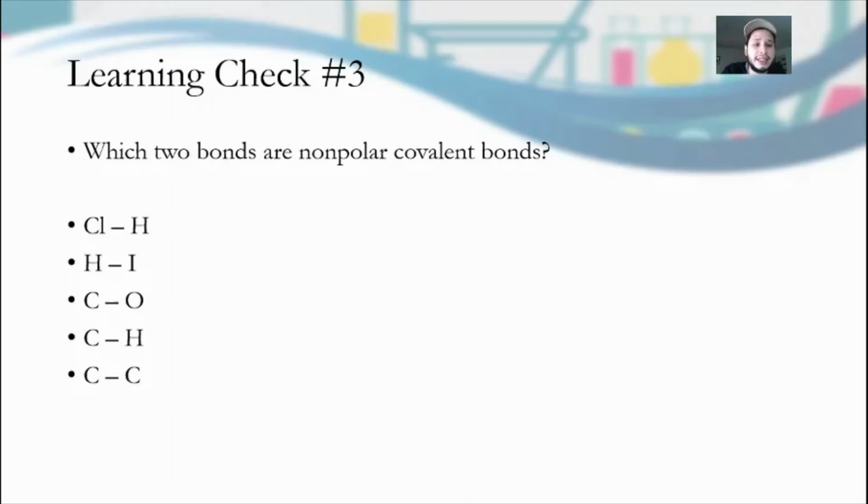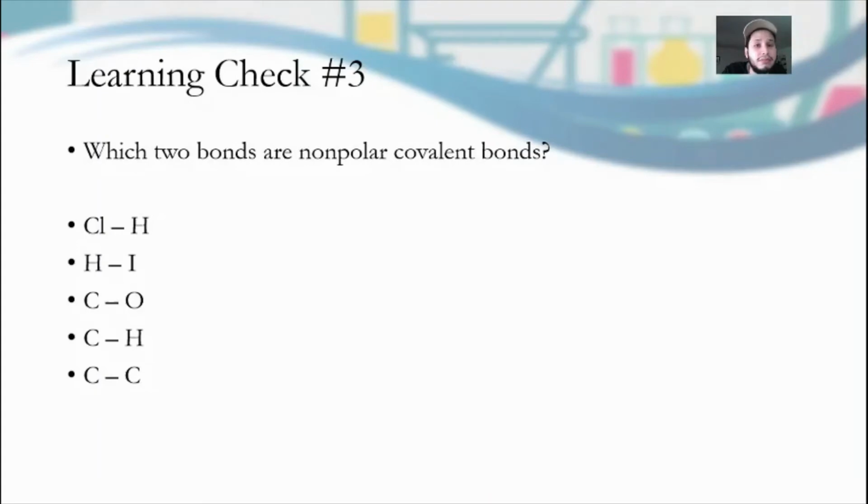Alright, let's start with Cl-H. Well, Cl is very electronegative, H isn't, so there's a huge electronegativity difference between both elements. So Cl-H is very polar. H-I: iodine is in the 7A column, and anything on the very right-hand side is generally very electronegative. So H-I is a polar bond.